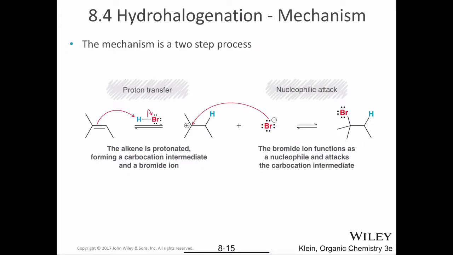So let's talk about the mechanism for a second here. The mechanism is a two-step process. In the first step, we have a proton transfer. It says the alkene is protonated, forming a carbocation intermediate and a bromide ion. And you're saying, well, if the rich get richer, this is the carbon that has a proton. So I'm going to add the proton here, the teal-colored proton, to this carbon atom. So I end up with this tertiary carbocation, and then the bromide can come in and function as a nucleophile to make the alkyl halide.